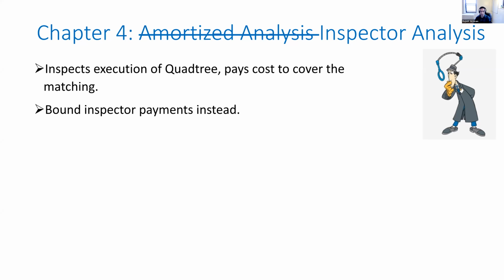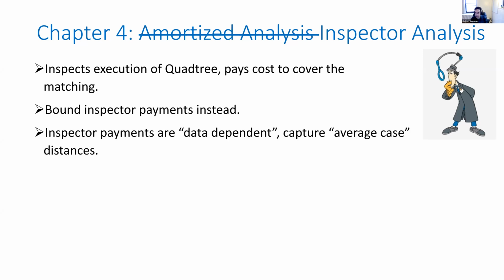So what we're going to do is show that the inspector is going to pay out enough money to cover the cost of the matching. And then we're just going to bound the amount of money paid by the inspector instead. And we'll show that that's a much easier thing to control than the actual cost of the matching. So this is sort of a classic amortized analysis technique.